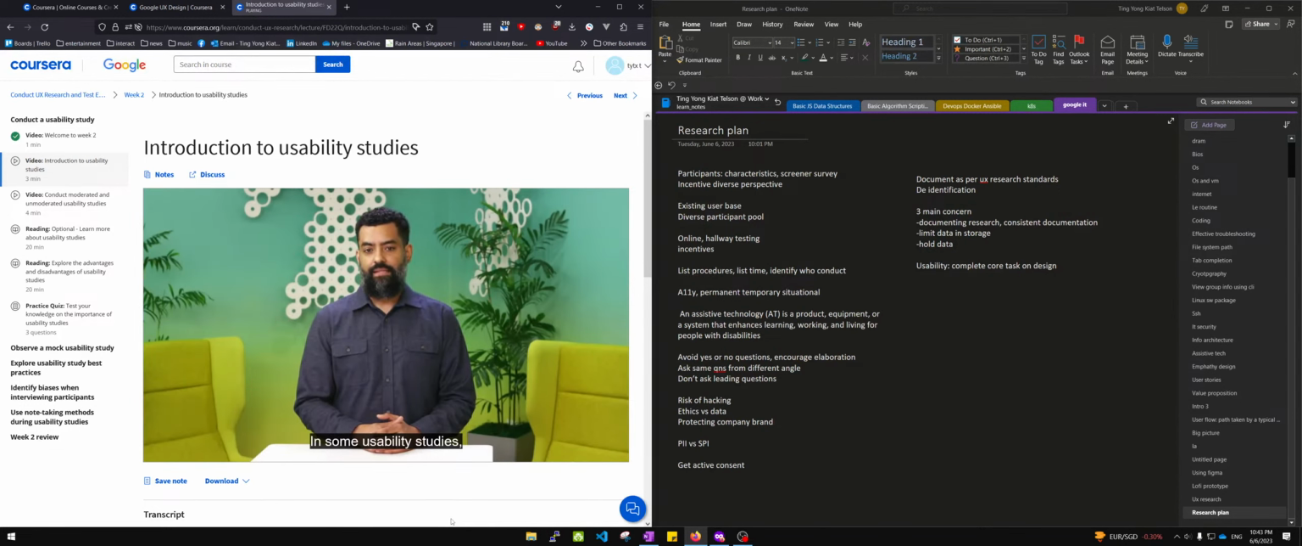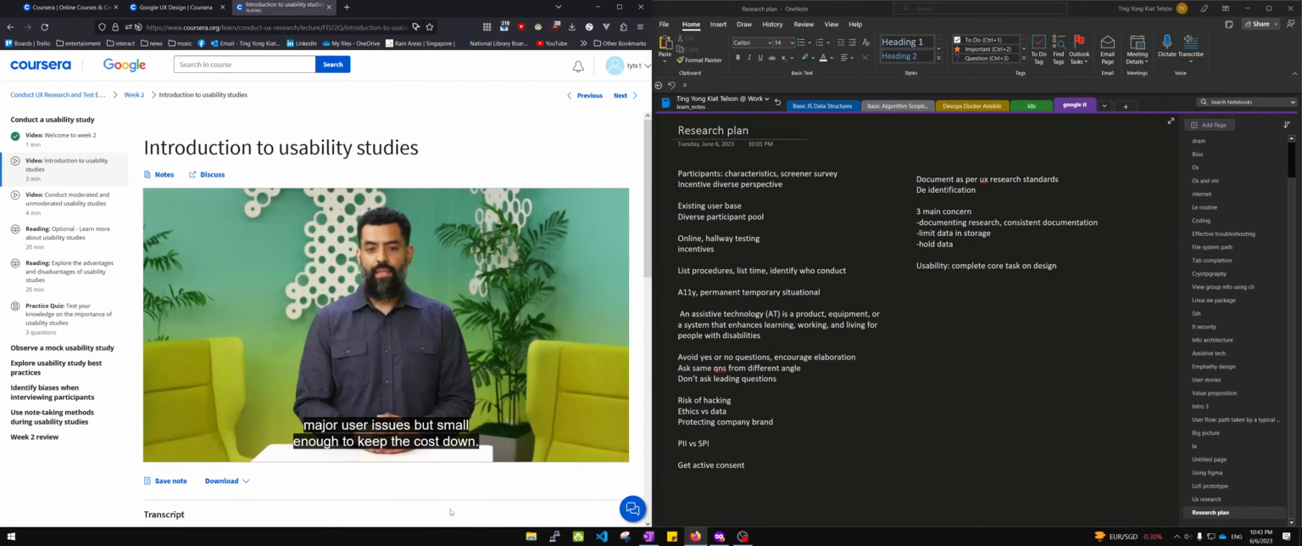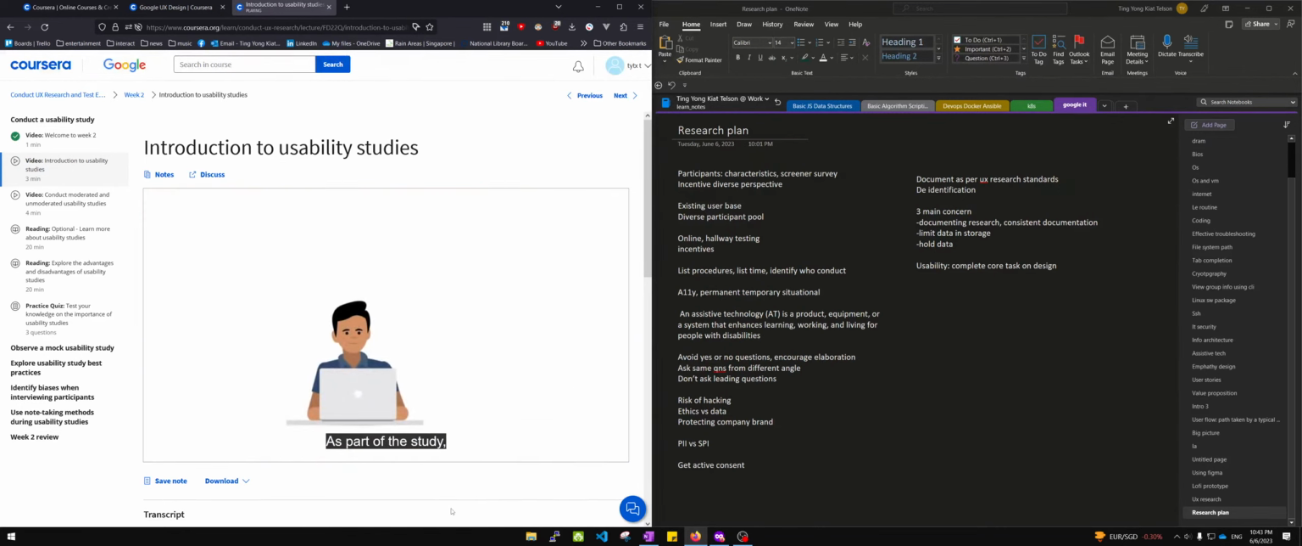In some usability studies, you can even interview participants after they're done interacting with the prototype in order to get more feedback. You might be wondering, how much feedback about my design should I get? We recommend recruiting a handful of participants for a usability study. For our examples, we'll have 5 participants in the usability study. This sample size is large enough to uncover major user issues, but small enough to keep the cost down. Let's focus on one of our usability study participants, Alex. As part of the study, Alex tries to order a birthday cake for their son on the prototype of the bakery's website.